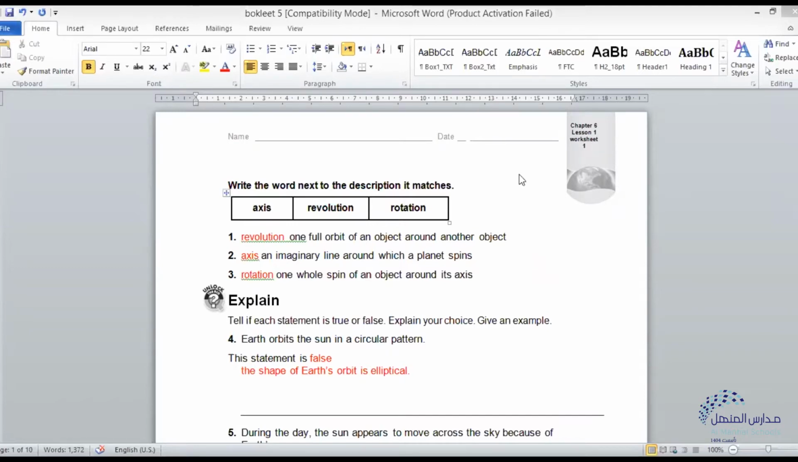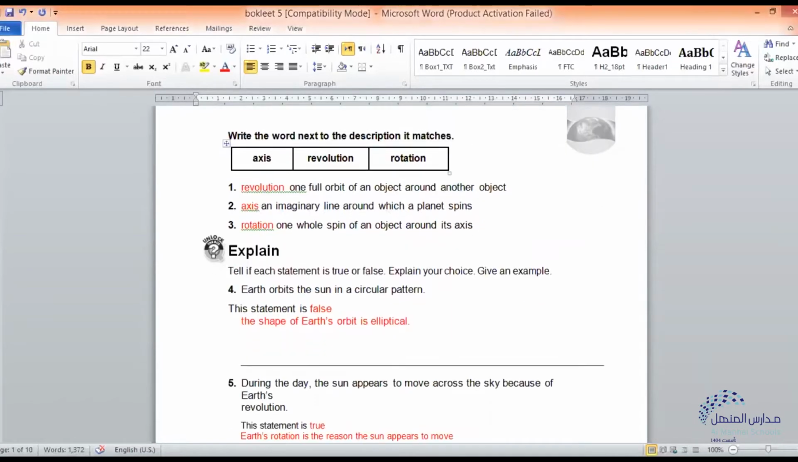Now worksheet number 1, I'm going to upload worksheet number 1. Write the word next to the description it matches. We have 3 words: axis, revolution, and rotation. One full orbit of an object around another is called revolution. An imaginary line around which a planet spins is the axis; Earth has an imaginary axis. One whole spin of an object around the axis is its rotation, which causes day and night.